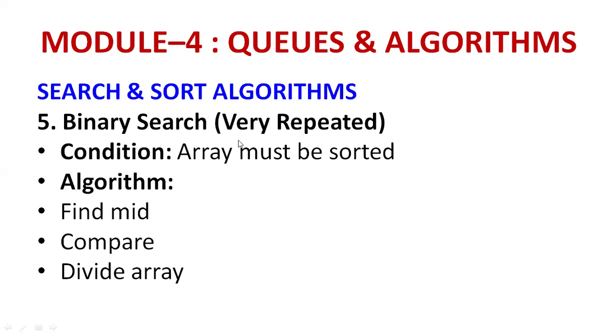So what is binary search? Condition: the array must be sorted first. Then the algorithm: finding out the mid, comparing, dividing the array. These are the important steps involved in binary search, which is very, very important. Finding the mid, comparing, divide the array, right?